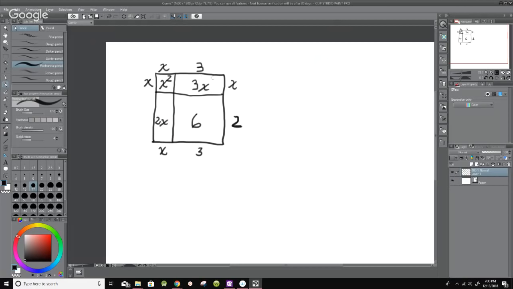So if I wanted to write what the total area of this piece of land would be, what would it be? Well, I would sum up all the little pieces of land that make it up. So what are those? It's x squared plus 3x plus 2x plus 6, or x squared plus 5x plus 6. And that's another way to think about this. And of course, that would equal the total area.